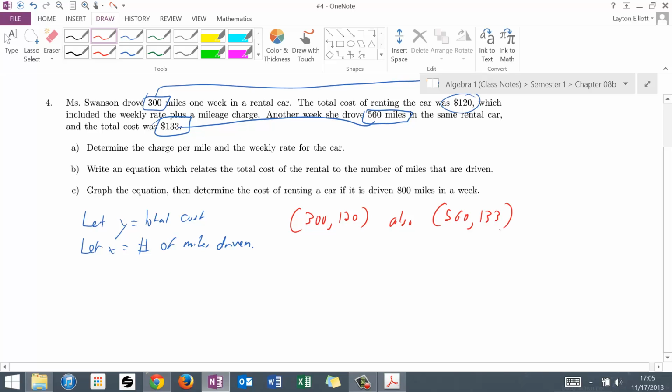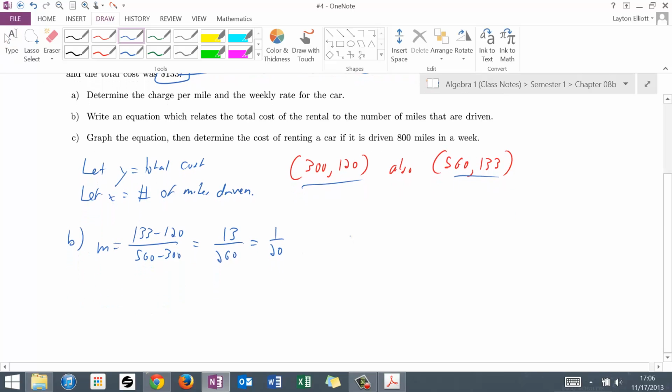So I'm actually going to do part B first, because it says write an equation which relates the total cost to the number of miles driven. Well, I know how to write an equation given 2 points, and you should too. I'm going to first calculate a slope, which is 133 minus 120 over 560 minus 300, which gives me a slope of 13 over 260, which reduces to 1 over 20. And then I'm going to plug that into point slope form.